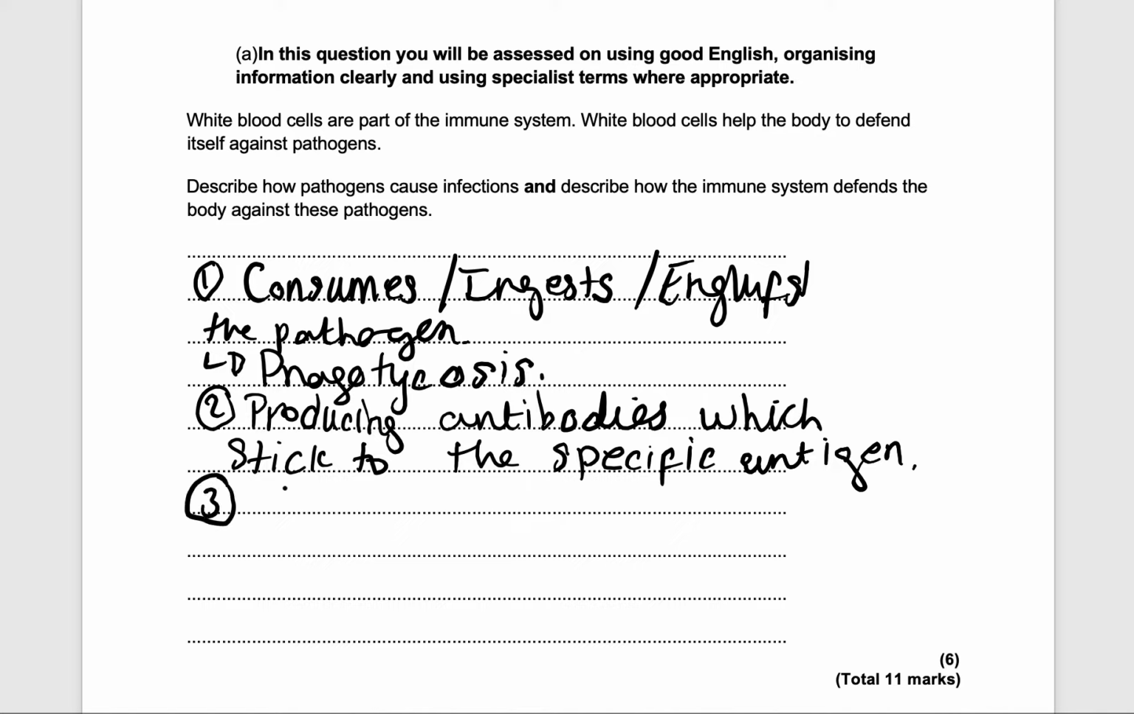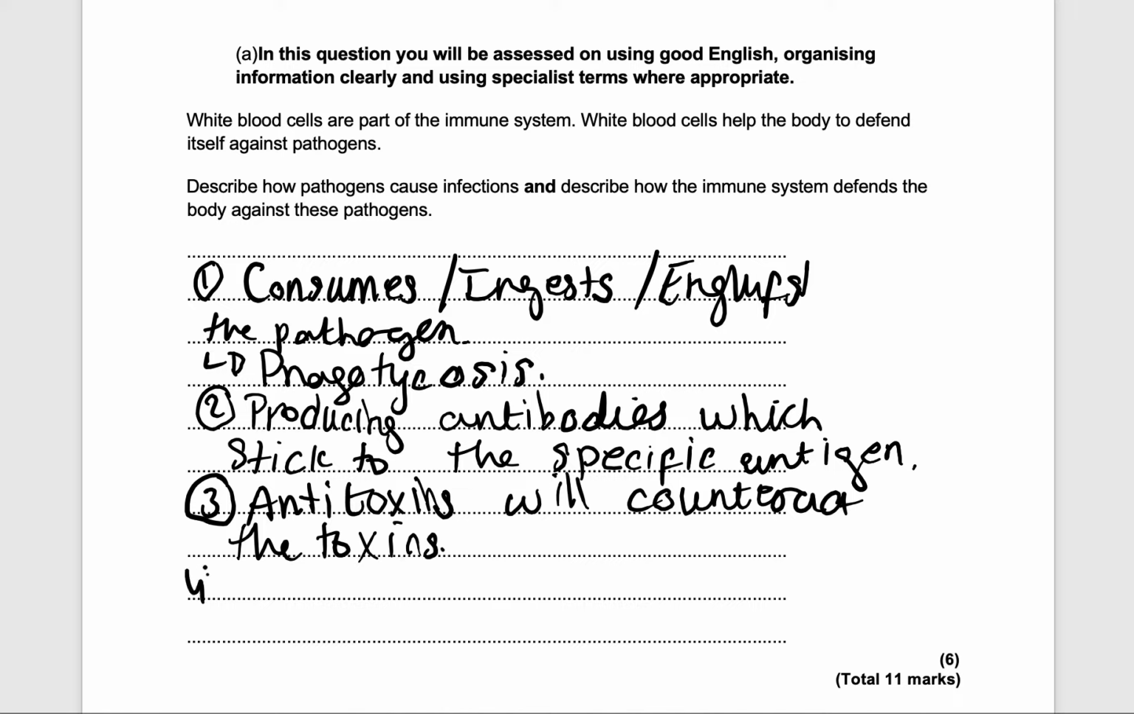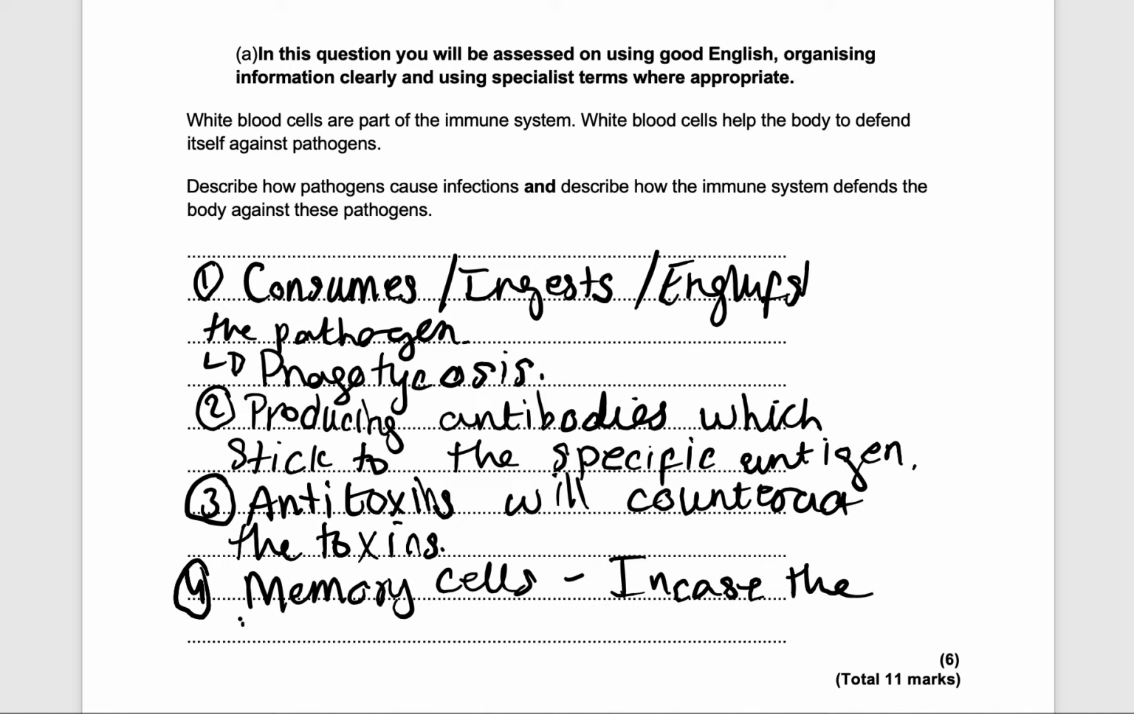Now, the toxins which are produced, if there are any, antitoxins will counteract those toxins. And the antibodies produced, they will be stored in white blood cells as memory cells. Now, memory cells, they will remember how they've produced those antibodies in case the same pathogen enters the body again.